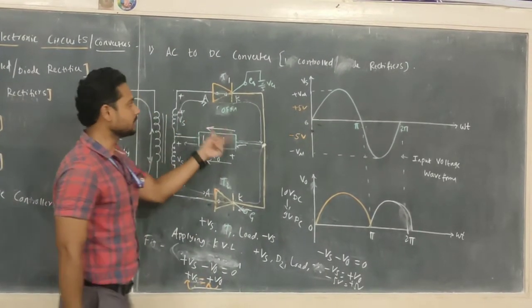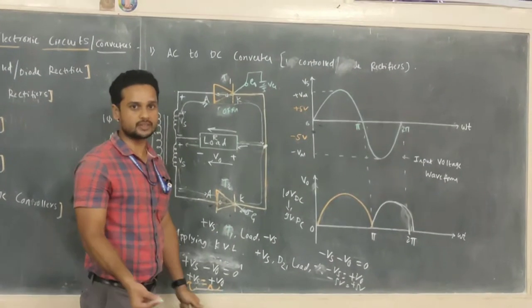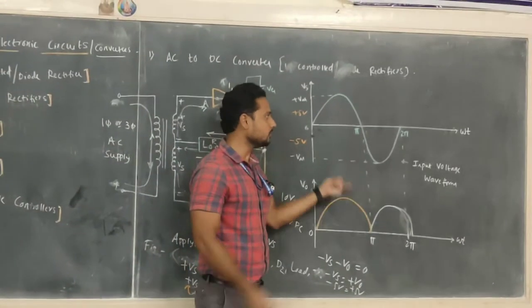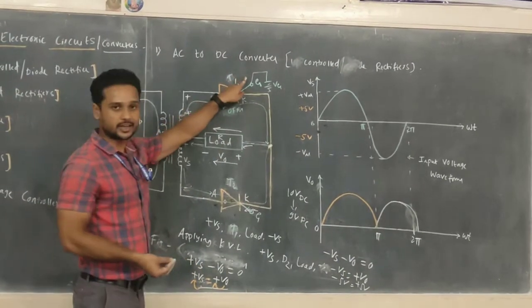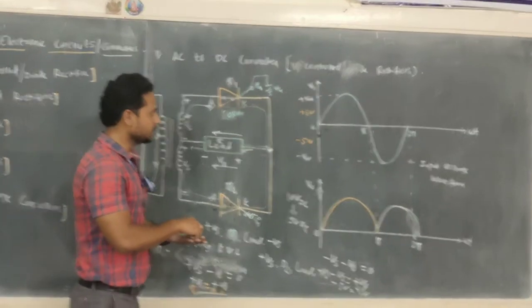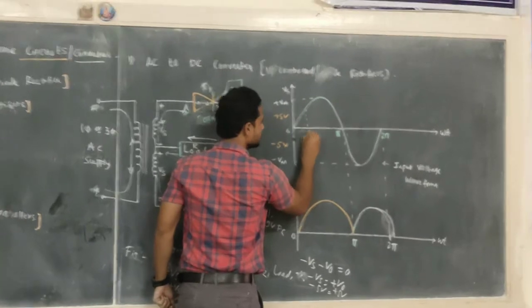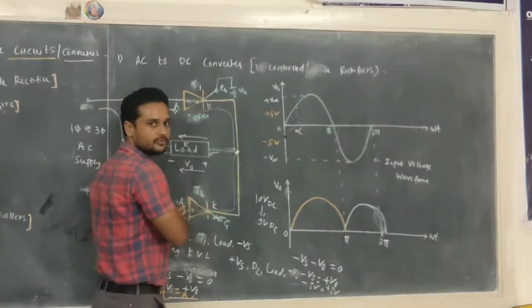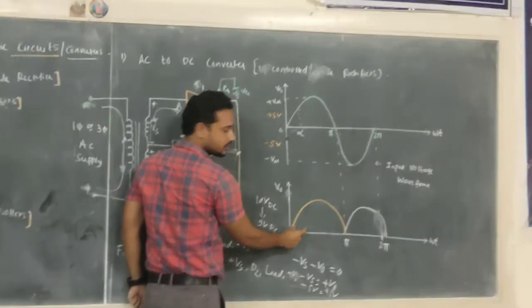Now, in the circuit diagram, the only change you have made is that in place of the diode, you have replaced it with a thyristor. And when you go for the waveform, it remains exactly the same. Then how can you say that it is a controlled rectifier? The reason it is called a controlled rectifier is that if you have a thyristor, there is a provision called the firing angle alpha that can be set for the operation of this thyristor.